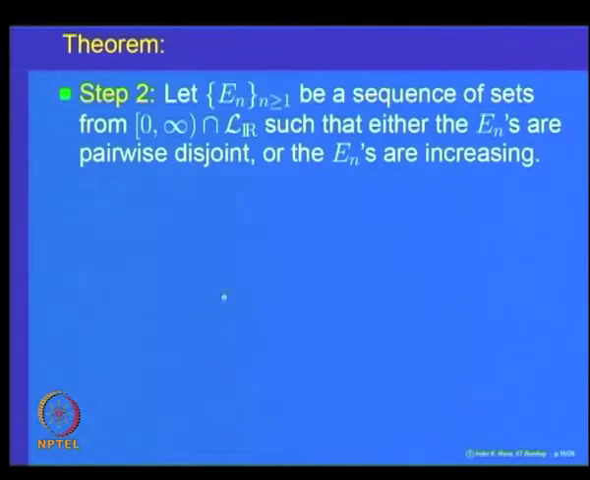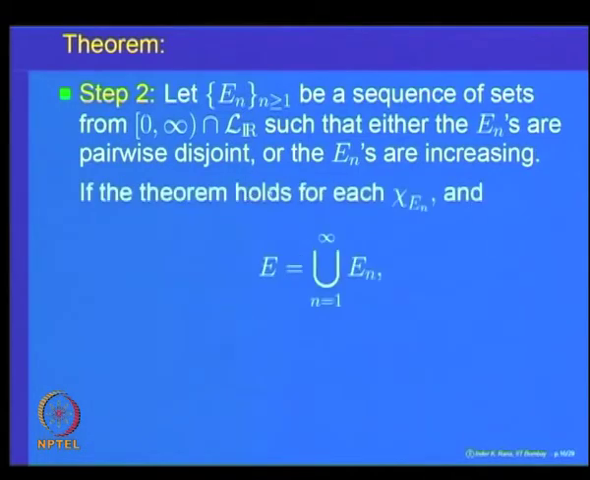The next thing is you look at sequences E_n of sets which are Lebesgue measurable, and either pairwise disjoint or an increasing sequence. Supposing that for the indicator function of each set E_n this result holds, then the claim is it also holds for the union of the E_n. So, if the result holds for the indicator function of each E_n, then it also holds for the indicator function of the set E. And that essentially is an application of the monotone convergence theorem to the earlier result.